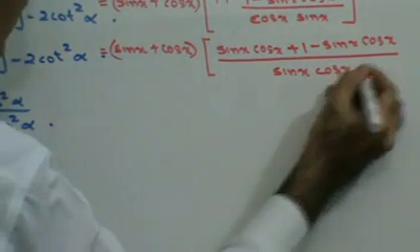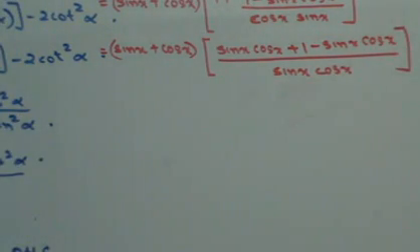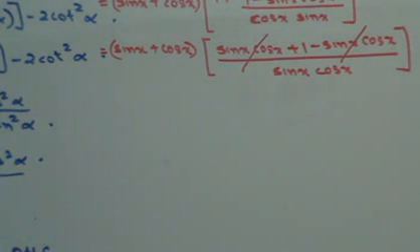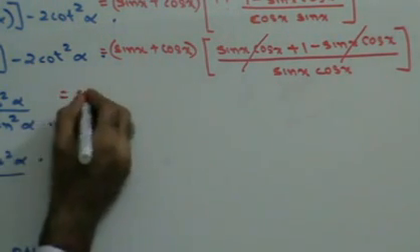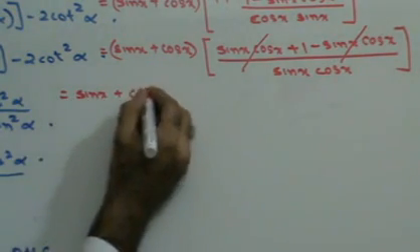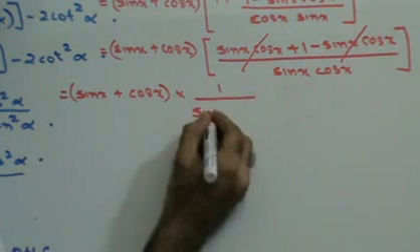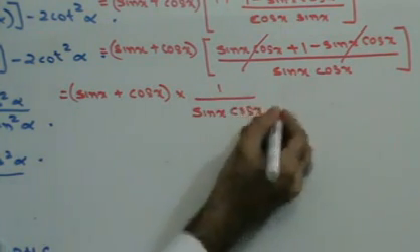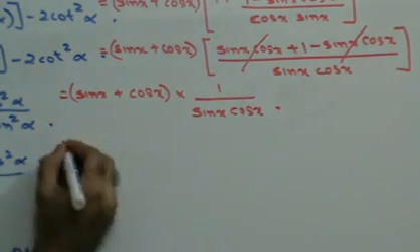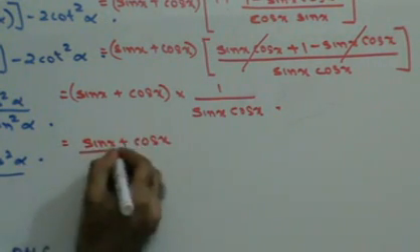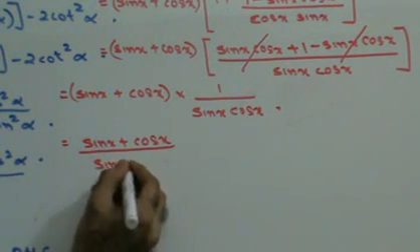Whether it is cos x sin x or sin x cos x, it's the same thing. A into B or B into A, it's the same thing. Plus sin x cos x minus sin x cos x gets cancelled. So this will give you sin x plus cos x into 1 upon sin x cos x. This can be written as sin x plus cos x upon sin x cos x.